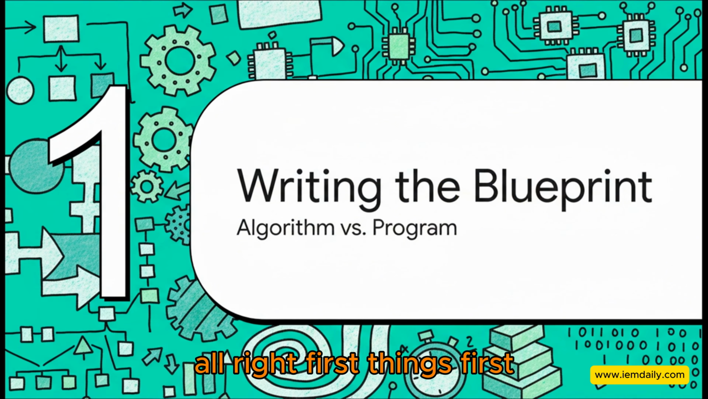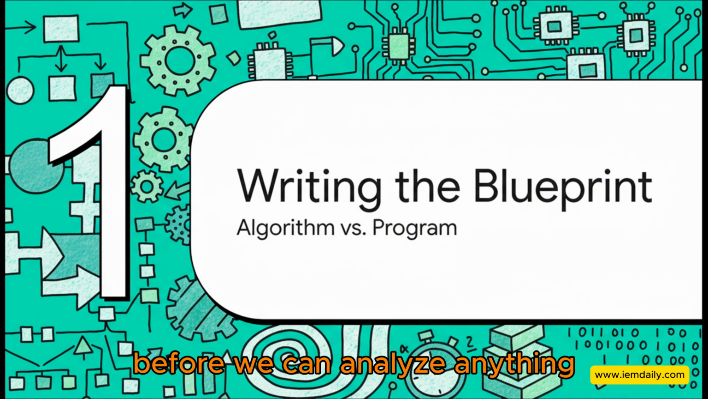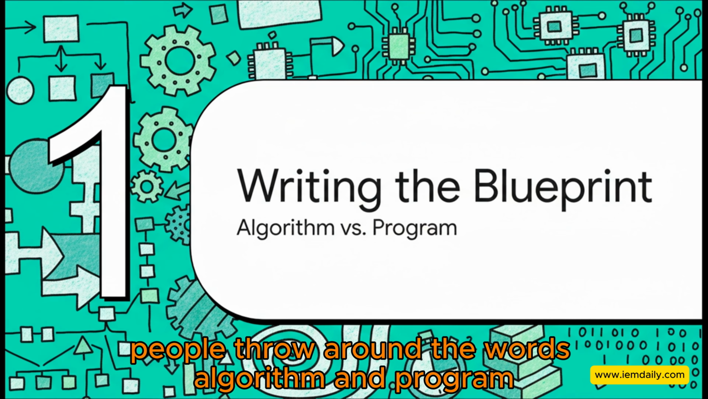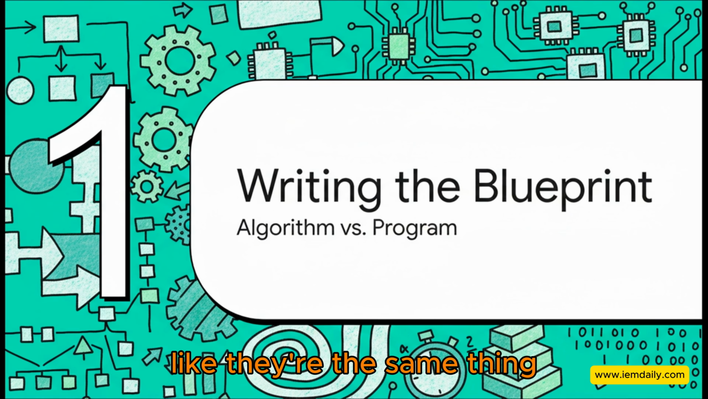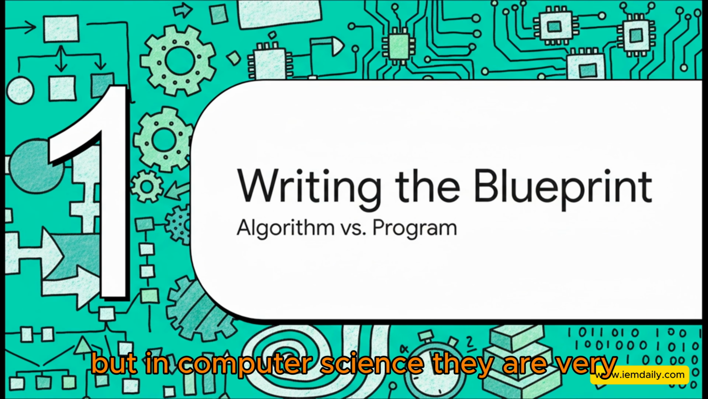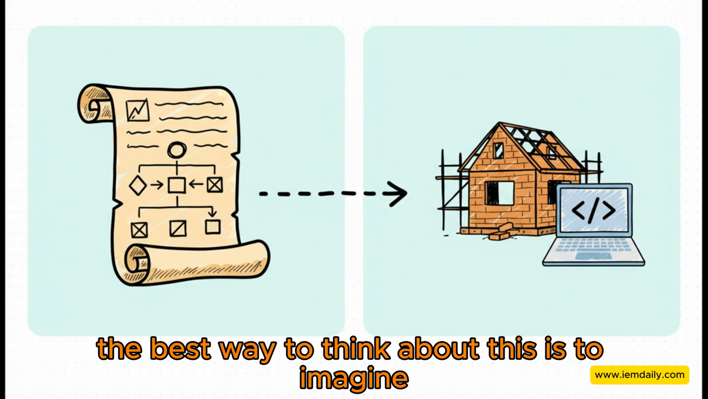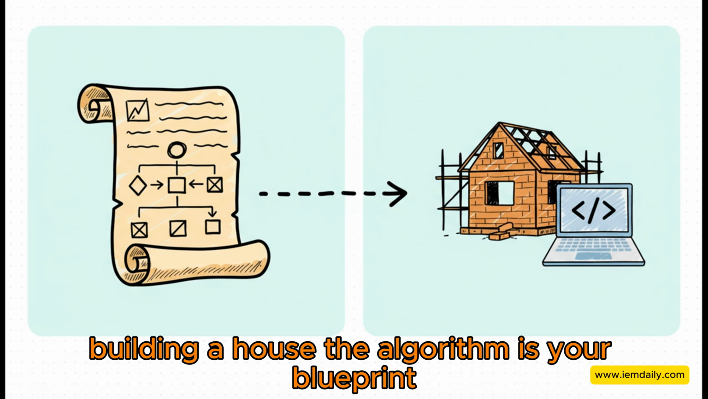All right, first things first. Before we can analyze anything, we need to be crystal clear on what we're actually looking at. People throw around the words algorithm and program like they're the same thing. But in computer science, they are very, very different concepts. I think the best way to think about this is to imagine building a house. The algorithm is your blueprint.